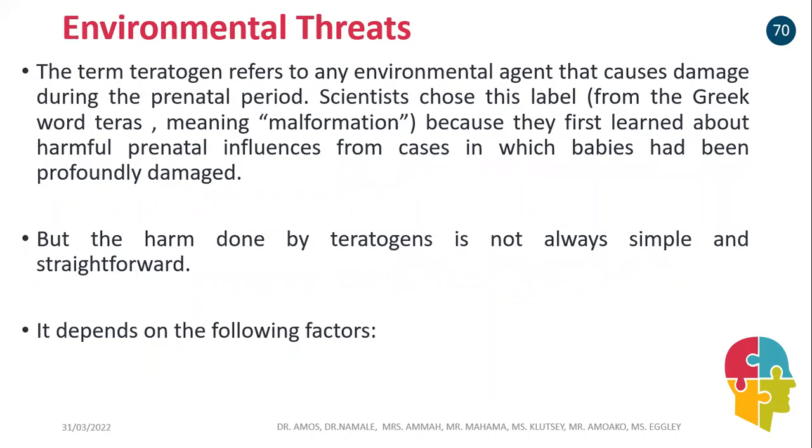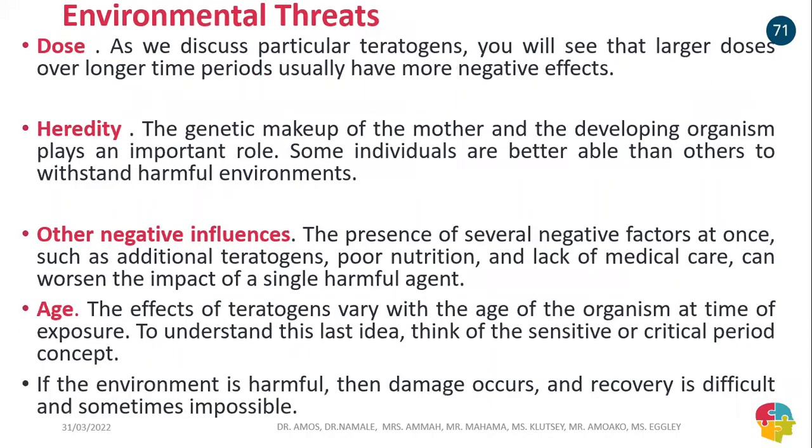Now, the harm caused by teratogens is not simple, and it depends on the following factors. For example, when we take illicit drugs, there are some people who will be smoking for long and nothing will happen to them. But another person will smoke for the first time and have certain effects. So larger doses over a long time period usually have more negative effects. Then we have heredity, our genetic makeup.